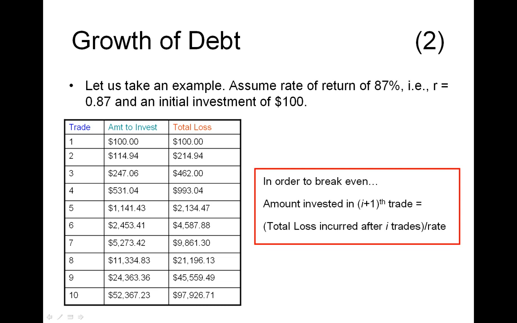Notice that from the fifth trade itself, we're already into the thousands. That's how much we need to invest per trade just to break even. And if you look to the very bottom, by the 10th trade, we have to invest about $52,000 just to break even. Now, a lot of thoughts come to mind.